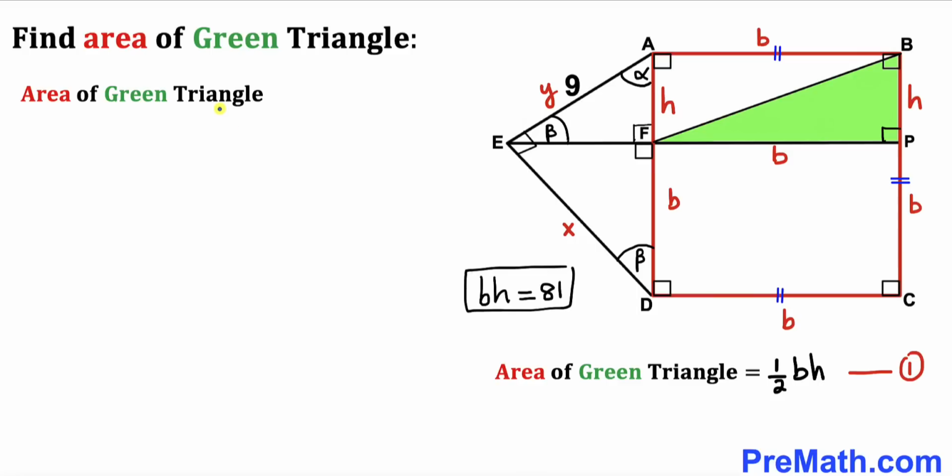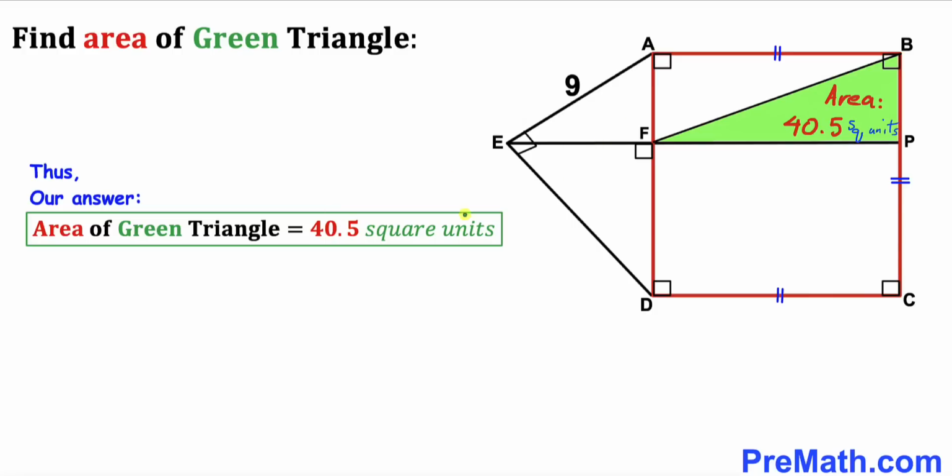And here's our final step. Let's go ahead and calculate the area of this green triangle. We know that the area of a green triangle equals a half times BH from this equation 1. And here I have copied it down. But we already figured out B times H value is 81. So I'm going to replace that over here. So the area of this green shaded triangle is going to be a half times 81. And if we simplify this, that is going to give us 40.5 square units. So thus the area of this green shaded triangle turns out to be 40.5 square units.